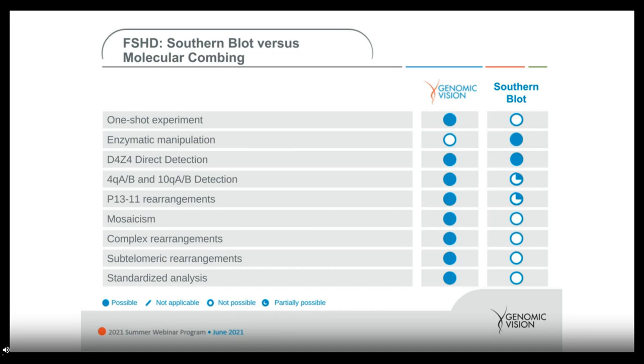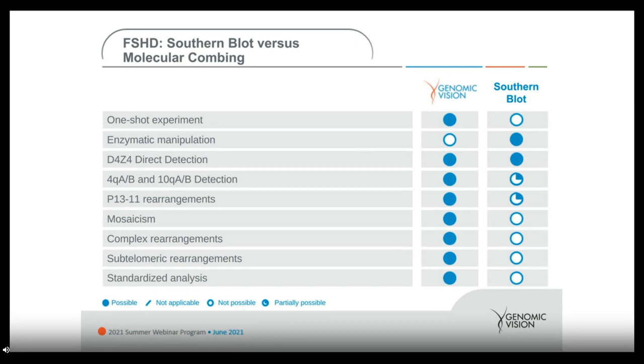We just, as I mentioned before, comb the DNA and then probe the sequence. So there is no need to use restriction enzymes to amplify the signal for the D4Z4 and then classify whether it's 4q or 10q, whether it's A or B. This is a unique solution. And indeed, by probing, we can see the D4Z4 directly.